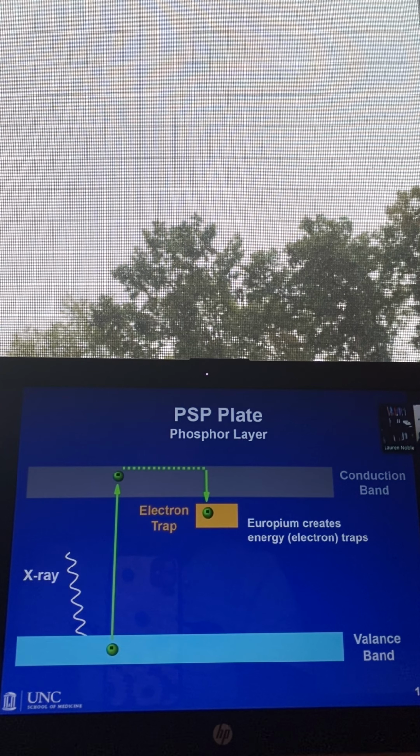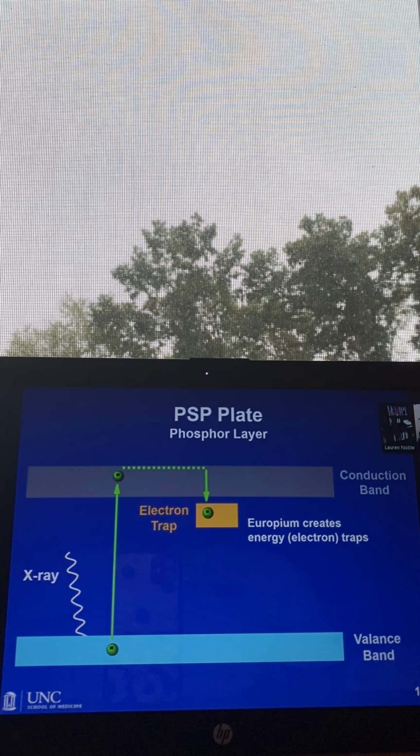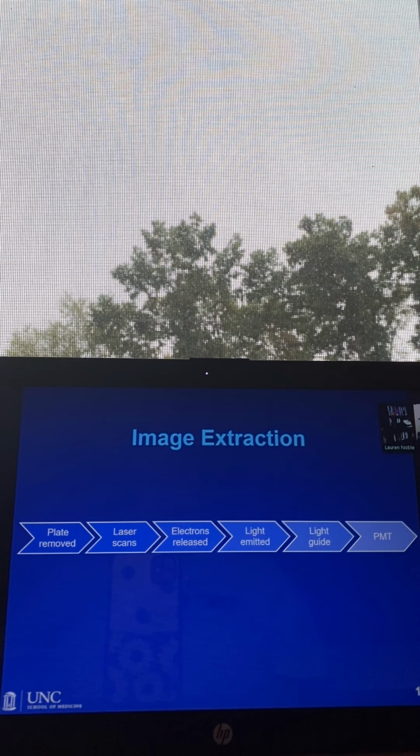X-rays come in, they ionize the barium fluorohalide phosphor crystal. So those electrons are released. Europium is going to trap those electrons, and it's going to hold on to our image data. Okay? Then our plate is holding that image data. We have to have some way to get that data out of there.